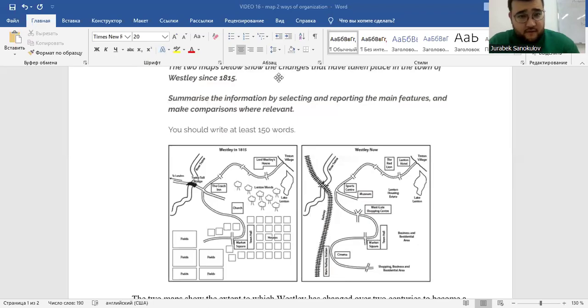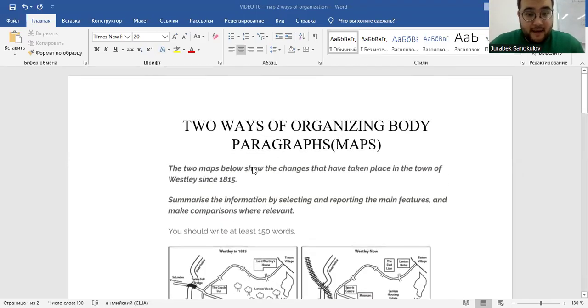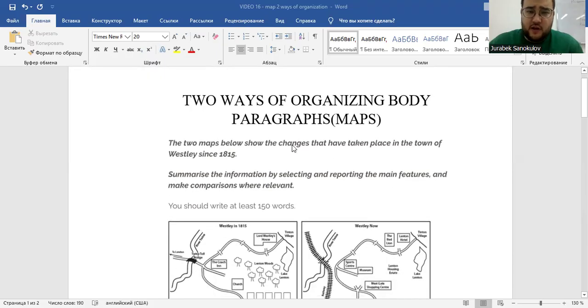So welcome guys to another video, and in this video we're going to talk about how to organize body paragraphs for maps. Finally, in this video I'm going to answer the question of whether you should compare changes on the maps in one body paragraph, or whether you should describe them separately in two body paragraphs, or separate body paragraphs, let's just say.